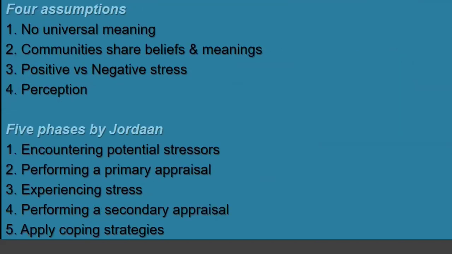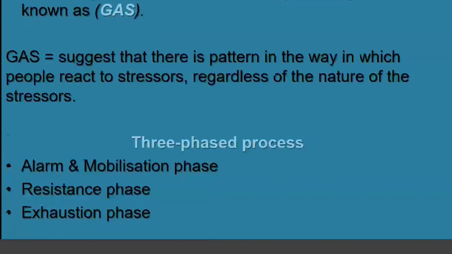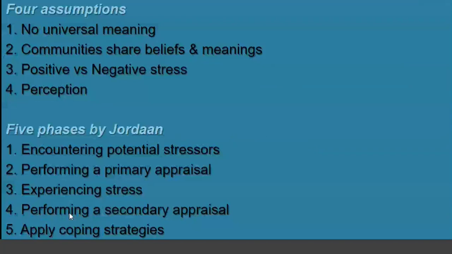We have what? The contextual model of stress. The four assumptions of the contextual model of stress. Now they are becoming much broader. Remember, the general adaptation theory suggests that there is a pattern in which people react to stressors. What is that pattern? The pattern is alarming, you become aware; resistance, you try to solve it; exhaustion, if you fail to solve it. Then there's the contextual model of stress. They are becoming more specific now.